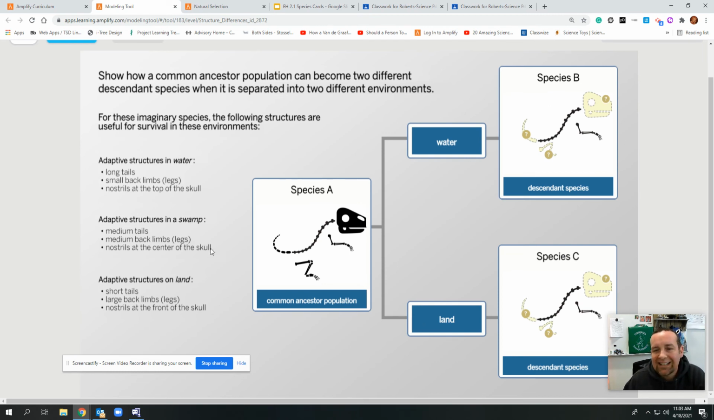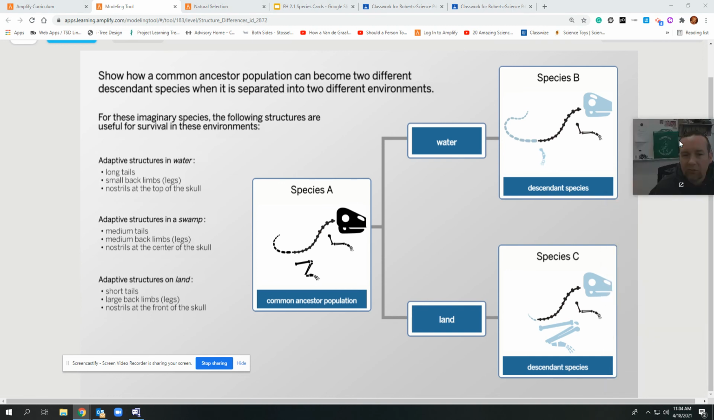So now we just need to indicate those things. We're going to click on our little fossil here. And for this one, since I'm doing water, I'm going to want to put the nostril on the top. I think he needs a long tail, yes, and tiny little back legs, sorry. Then for here, it says our nostrils in the front. We're going to go with a short tail, and we're going to go with some big buff legs.